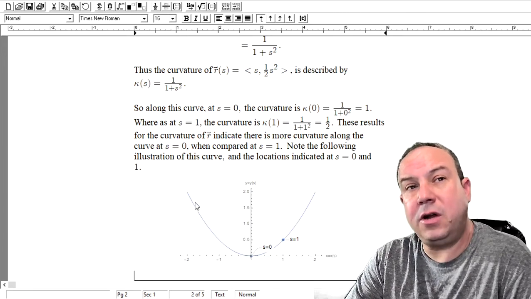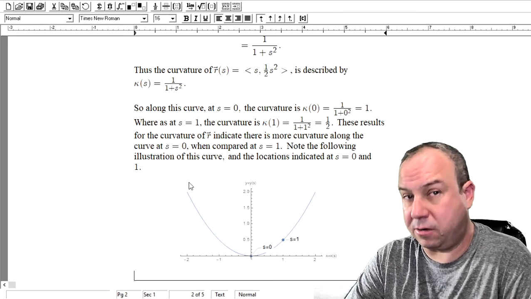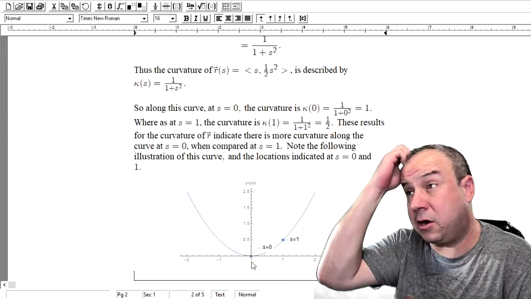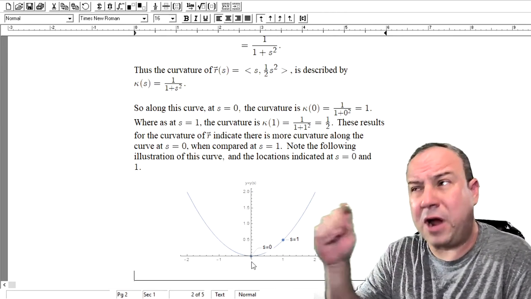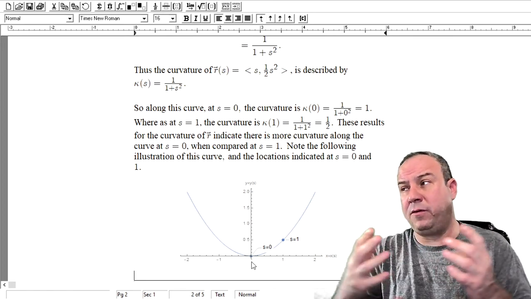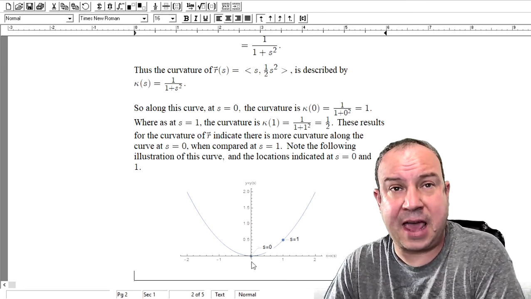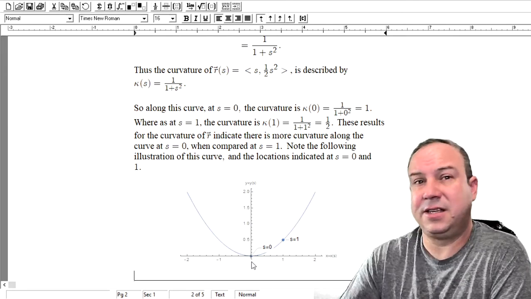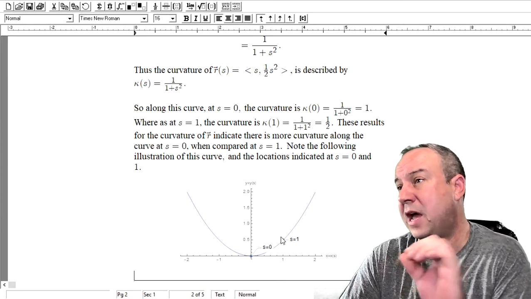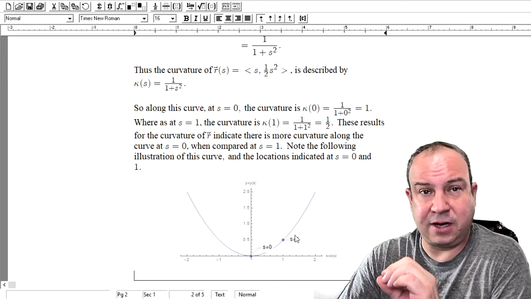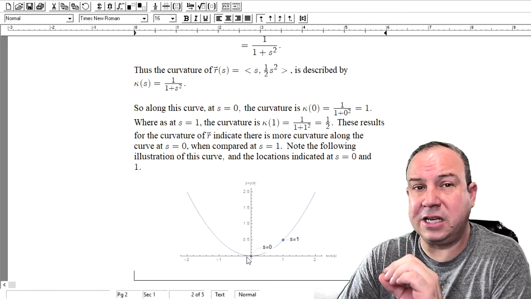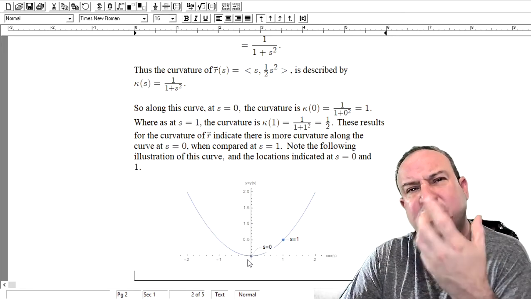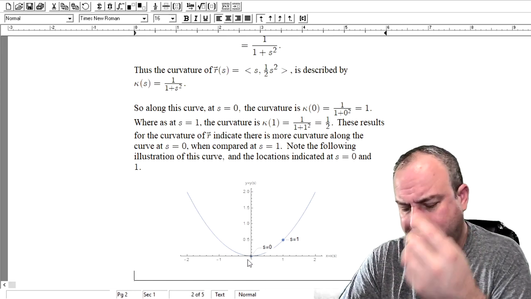What you can note is that along this parabolic curve, the vertex is where you're going to see the greatest amount of curvature. As we move away from that vertex on the parabolic curve, our curvature is going to decrease, and we do see it decline to 1/2 when we're at the value of s equal to 1. Certainly the amount of curvature seen here is less than the amount of curving seen here, and that measurement of curvature is indicating that in value.